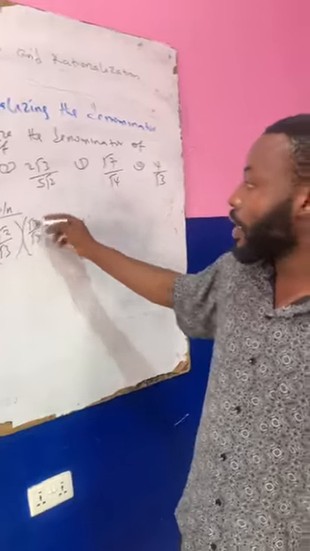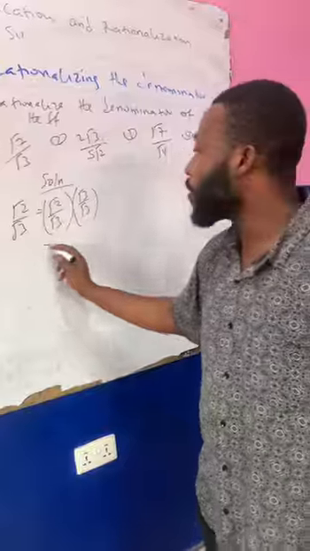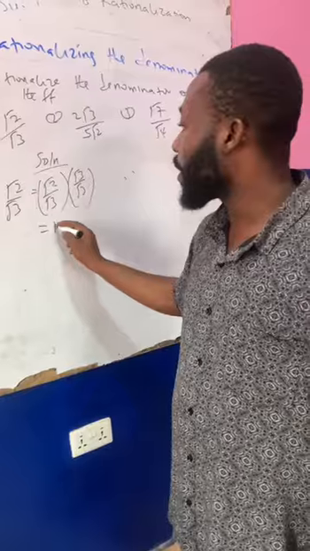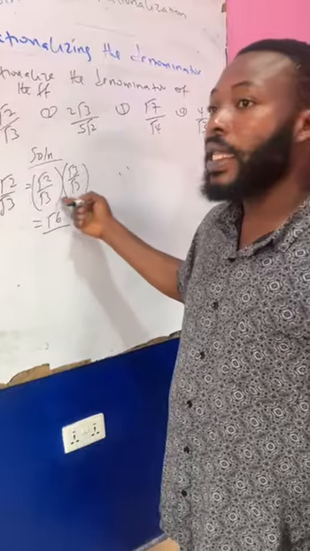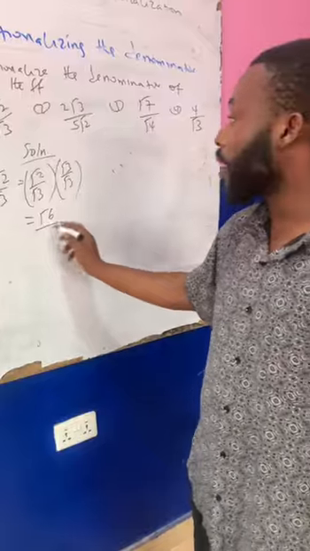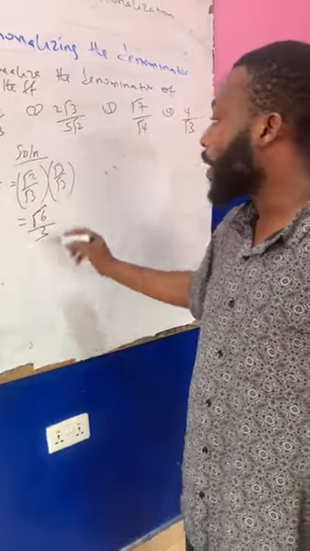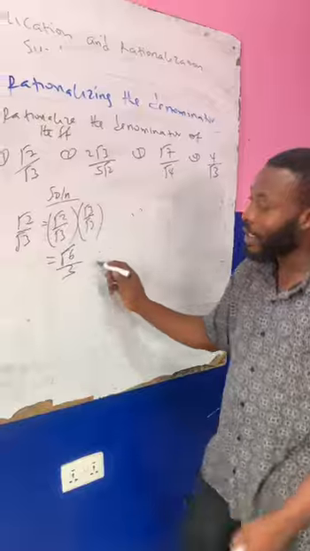So you see root 3 will cancel itself, so we are back to this. And then we multiply this time, this will give us root 6 over root 3 times root 3. If you multiply this, root 9 is going to give us what? 3.